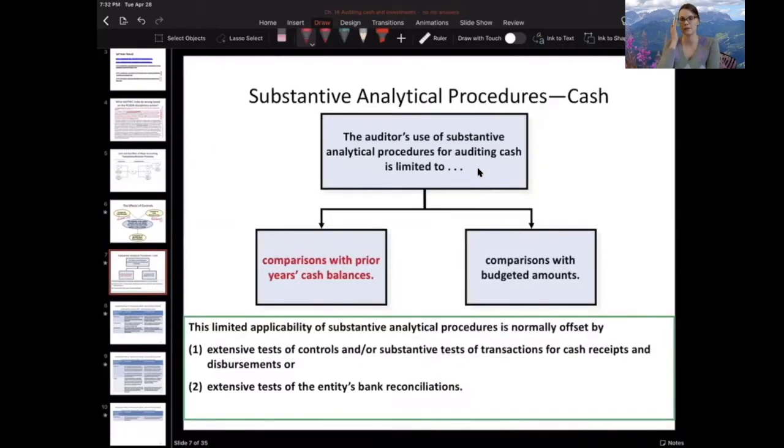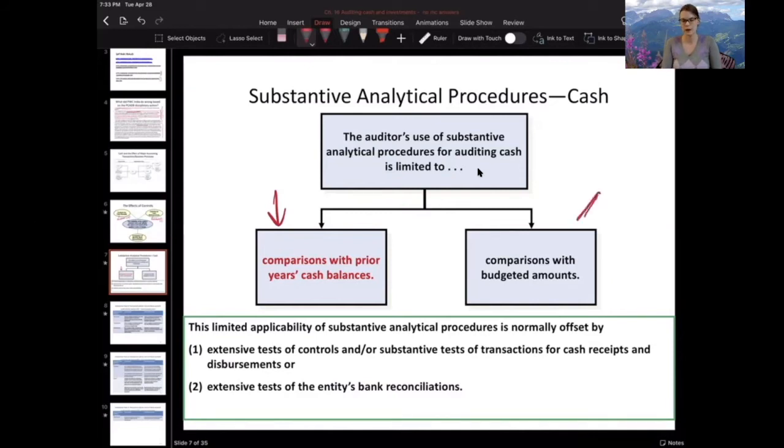In terms of substantive analytical procedures over cash, there's not a whole lot that we do. The main test that we do is this one, which is we just compare prior year cash balances with current year cash balances. Okay, so nothing terribly extreme there. And usually with cash accounts in particular, we're not seeing any crazy shifts in balances. There's not a ton of things moving around. Maybe if the company was in trouble and they're having issues with cash collections, you might see some movement there, but typically there's not a ton going on there.